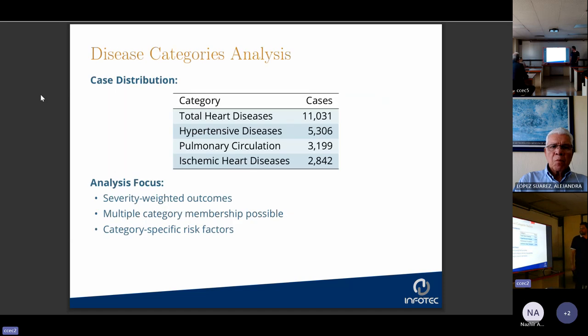So this is the number of cases for the overall category of heart disease. We have 11,000 records. For hypertensive disease, 5,000, pulmonary circulation 3,000, and ischemic heart disease almost 3,000. We are weighting each record by severity, which I'm going to present in a few minutes. We can have multiple categories, for example some people can belong to more than one category, and we have category-specific risk factors.